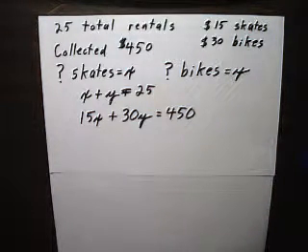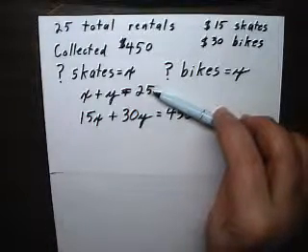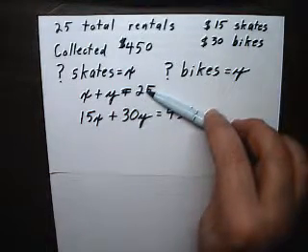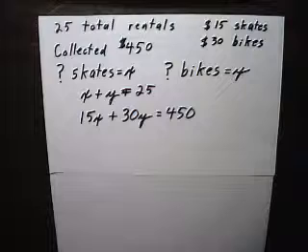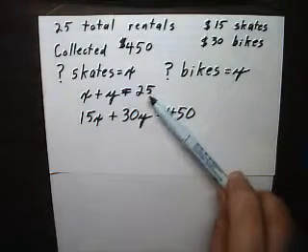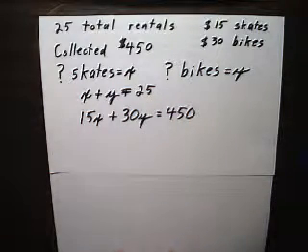So now this looks like something I've been doing in example 1 and example 2. I've got 2 equations and 2 unknowns. X plus Y equals 25, and 15x plus 30y equals 450. So I'm going to solve this by graphing, and you'll have to graph these two equations on one graph, on one set of axes.